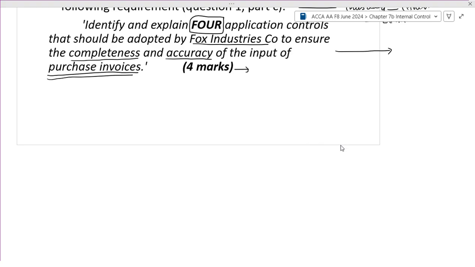I have a question, please. As per the new pattern, this question, identify and explain application controls, will be in section A? They converted this into a section A question? Okay, they have converted this into section A.